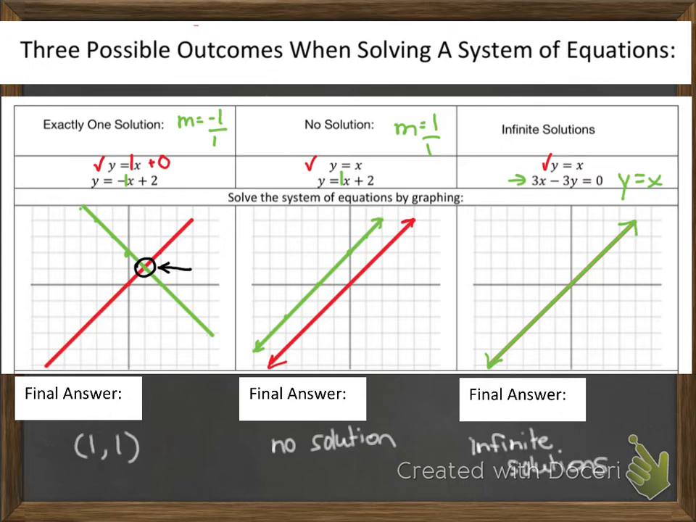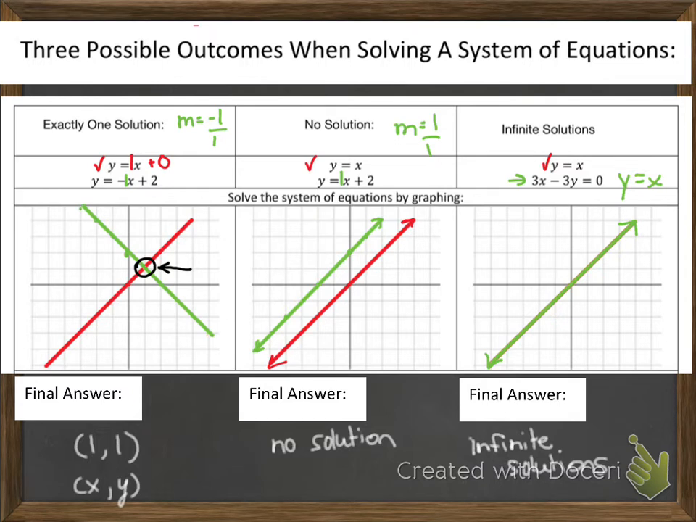So this is a really good infographic if you wanted to write this down in your notes. You're going to end up with one of three cases. You're either going to end up with exactly one solution, where your final answer is some ordered pair. Of course, it's probably not going to be 1, 1, right? It's going to be some pair of numbers. If you have two parallel lines, then your final answer is going to be no solution.